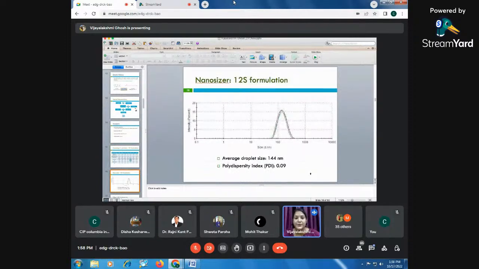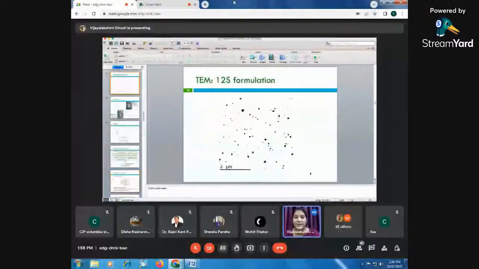This is the graph showing the result for the 12S formulation as taken by the droplet size analyzer or the nanosizer. Here the average droplet size is 144 nanometers and the polydispersity index is 0.09. And this is the transmission electron microscopy image of the 12S formulation. We can see the droplets were spherical in shape, and it also provided additional data about the droplet size, that the droplets are between 100 and 200 nanometers.